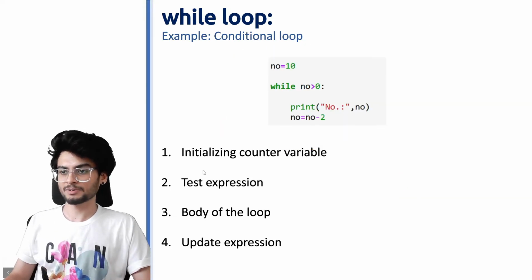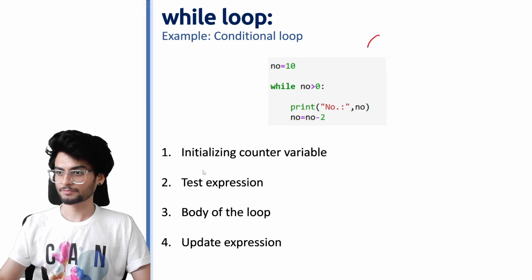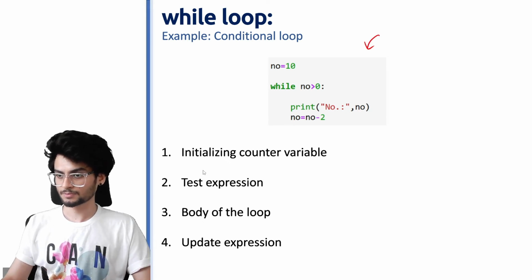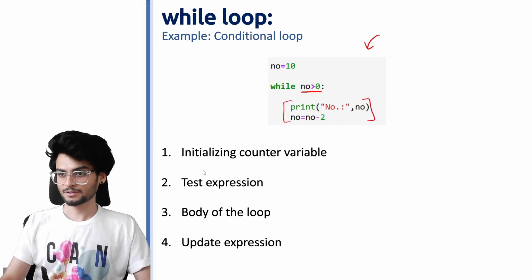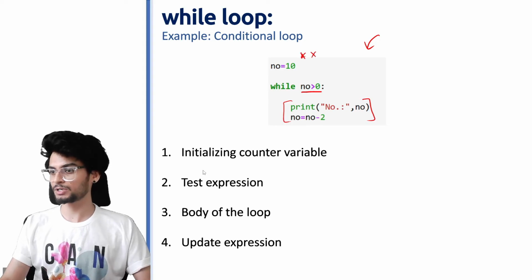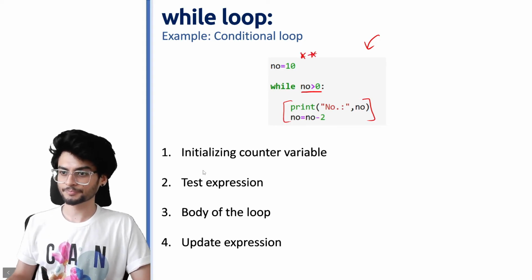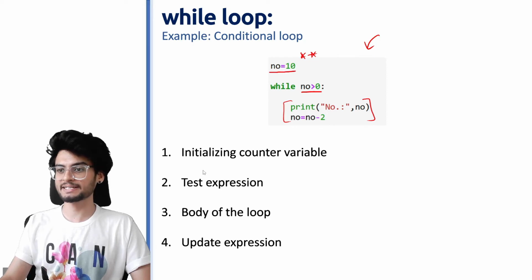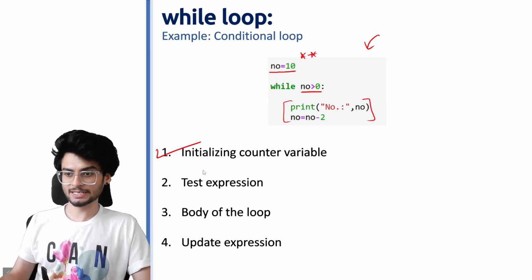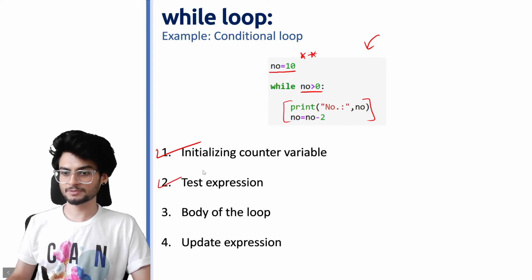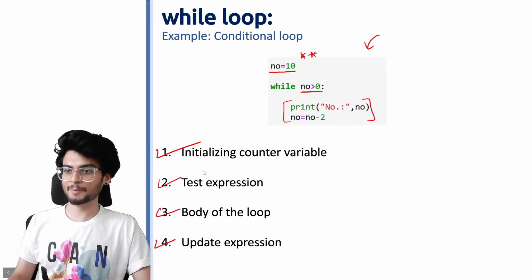Looking at another example, this is a while loop. A condition has been given. While this condition is true, all the statements inside will be executed. The most important part is the counter variable. We started the counter variable no as 10, right? So initializing the counter variable is done. Test expression, that is also done. Body of the loop over here, and finally update the expression.